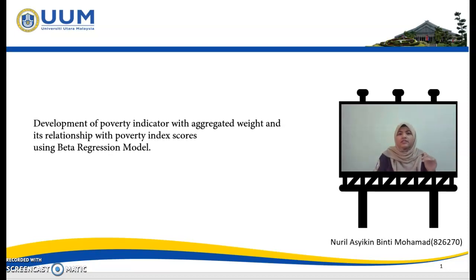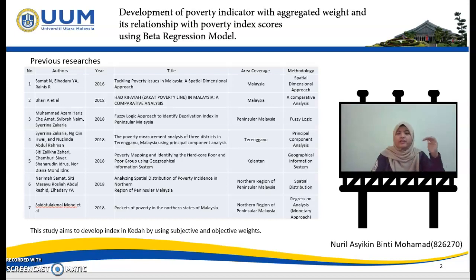As Malaysia has the vision to be a developed nation in 2020, there is a need to shift from addressing absolute poverty to relative poverty. On top of that, in Peninsular Malaysia, states such as Kelantan, Terengganu, Perlis and Kedah still recorded a higher incidence of poverty than the national average. Poverty in Malaysia has been studied with many kinds of methods, such as principal component analysis, fuzzy logic, comparative analysis, spatial distribution, and regression analysis.